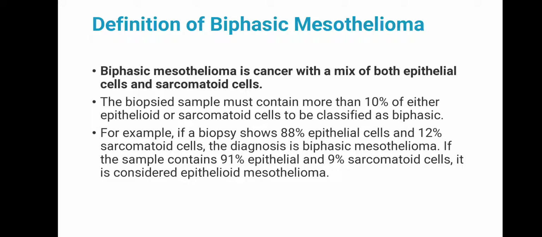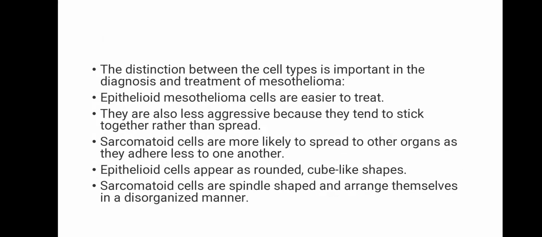Definition: biphasic mesothelioma is a cancer with a mixture of both epithelial cells and sarcomatoid cells. A biopsy sample must contain more than 10% of either epithelioid or sarcomatoid cells to be classified as biphasic. For example, if the biopsy shows 88% epithelial cells and 12% sarcomatoid cells, the diagnosis is biphasic mesothelioma. But if the sample contains 91% epithelial and 9% sarcomatoid cells, it is considered epithelioid mesothelioma. The distinction between the cell types is important in the diagnosis and treatment.